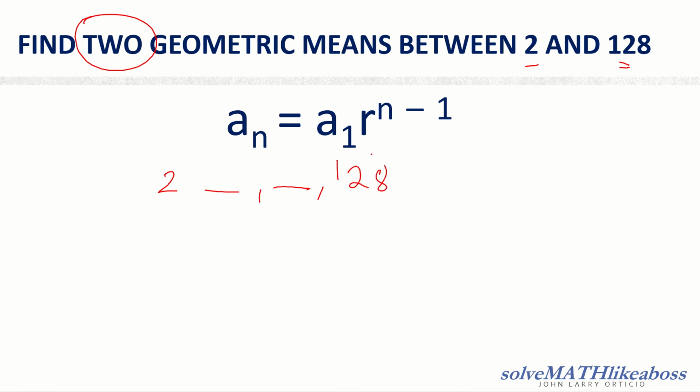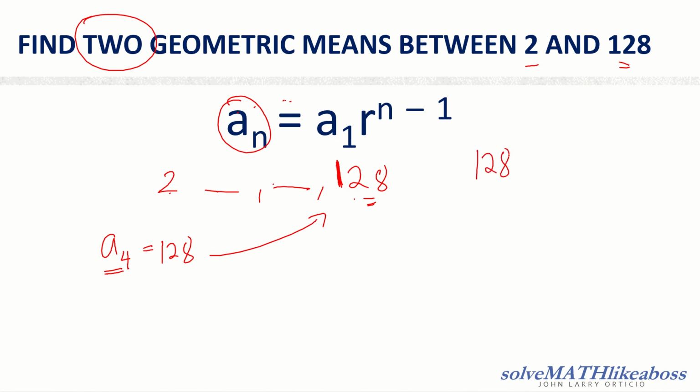Paano natin yan isusolve? Gamit lang natin tong formula pa rin na to. Ano yung A sub n natin? Di ba, hindi binigay. Pero kung titingnan natin yung ating given, yung 128, pang-ilan siya? 1, 2, 3, 4, pang-apat siya. So, kunin natin yon. Okay? Yung pang-apat na yan, equal siya by 128. Di ba siya yung pang-apat? So, yun yung gagamitin natin dito sa formula.